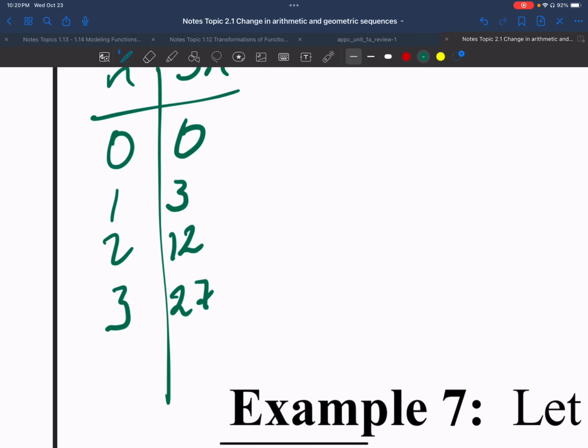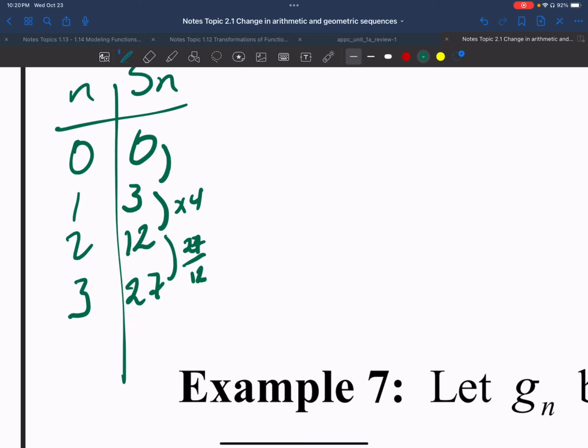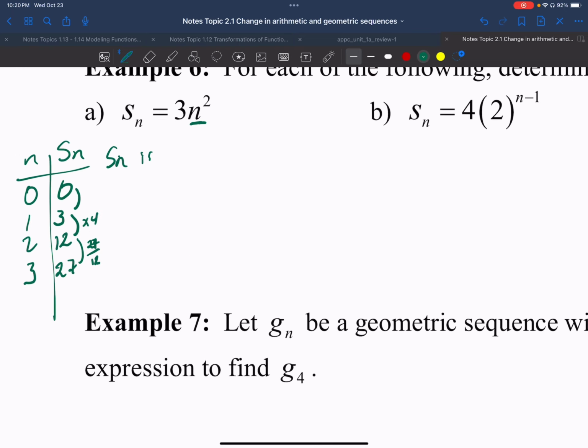Again, I'm looking for a common ratio. What number multiplied by 0 will give me 3? There is not such a thing. So I know it's not geometric already, but if I continue, I know that 3 times 4 will give me 12, and then I know that 27 divided by 12 will give me a different number. So these numbers are different, and one of them is undefined, so I'm going to say S of n is not geometric, or not a geometric sequence, because there's no common ratio.